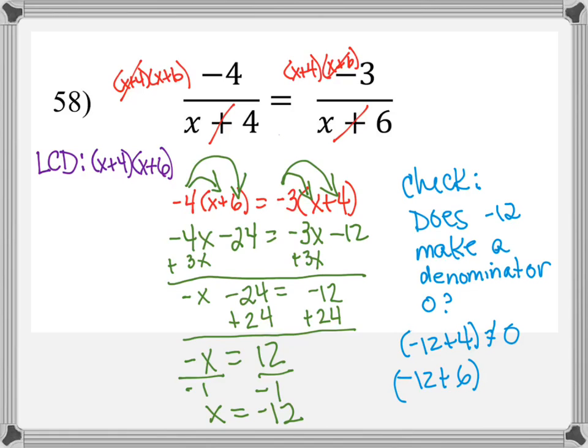What about trying -12 in our second denominator? Is -12 + 6 equal to 0? No. So since -12 does not make either denominator 0, -12 is our solution.